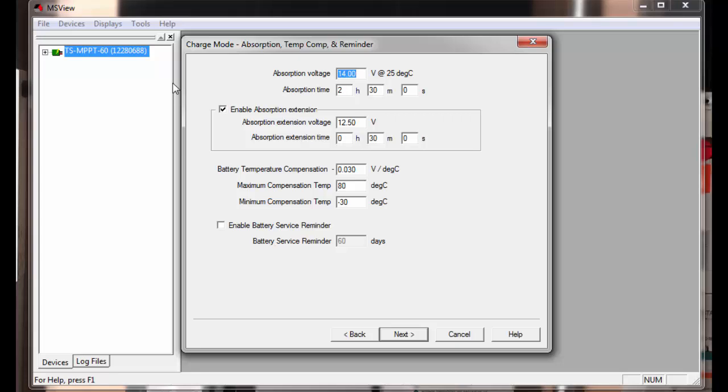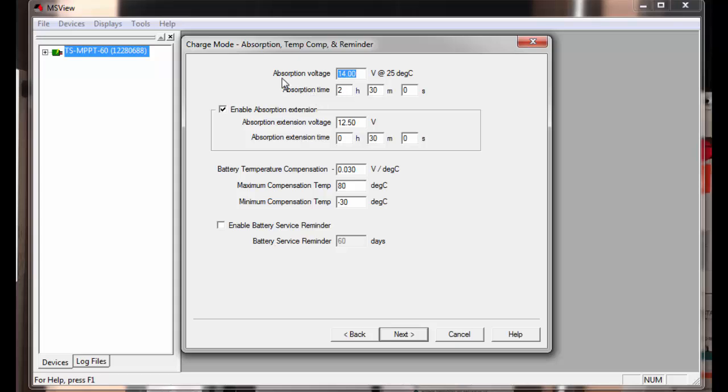For lead acid batteries, the absorption voltage ranges from 14 volts shown here for gel batteries up to about 15 volts for L16 type batteries. These are flooded lead acid batteries. So you want to make sure you check the manufacturer specs to make sure it corresponds to what you want.